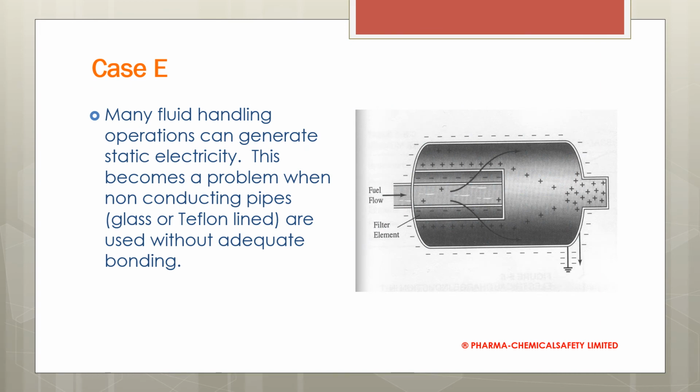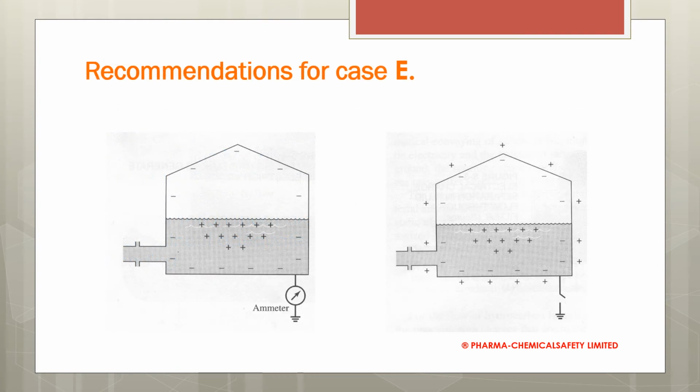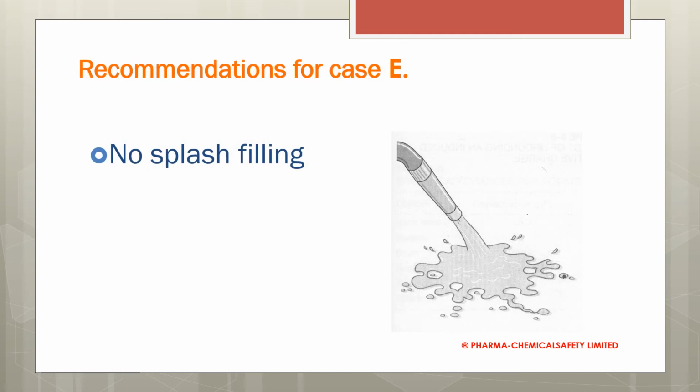In case E, many fluid handling operations can generate static. This becomes a problem when non-conductive pipes, glass, or Teflon lines are used without adequate bonding. So now you have a glass-lined reactor that should be grounded and bonded. What are the recommendations for case E? No splash filling. So you need to go to NFPA 30 and see what is the maximum flow rate that is allowed. I don't have the data, sorry for now, but you can find it in NFPA 30.